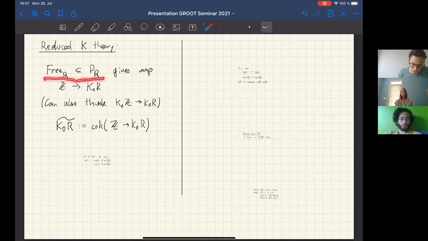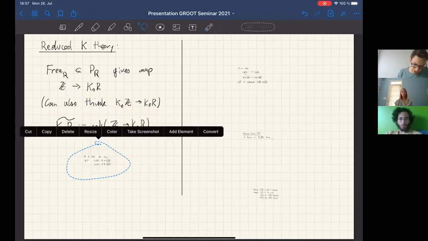So you always have the inclusion of the free modules into the projective ones. That basically, as we've seen before, is where we always reduce to the case of free modules. So you have a natural map from the integers into K0 of R. And you can think of this as being the map from K0 of C to K0 of R, basically giving the functoriality of K0. And then you define K0 tilde, K0 R tilde, to be the cokernel of this.